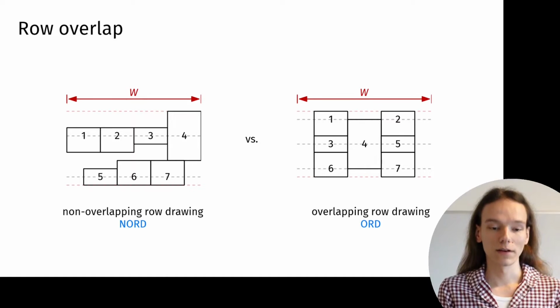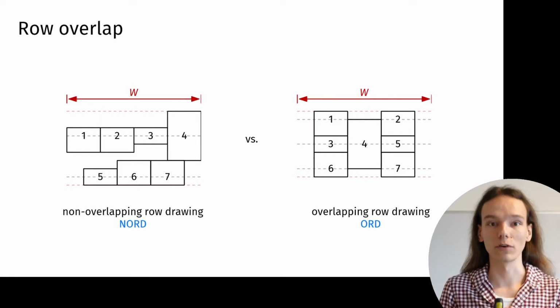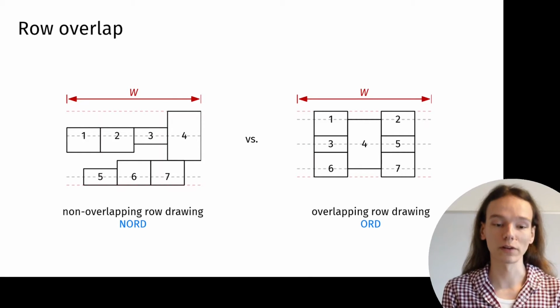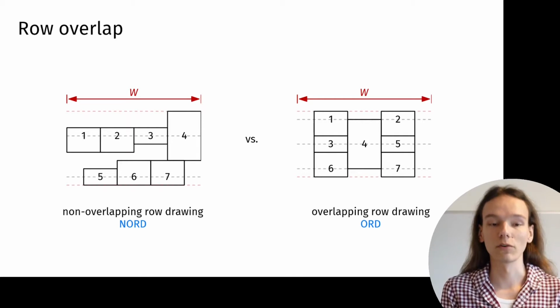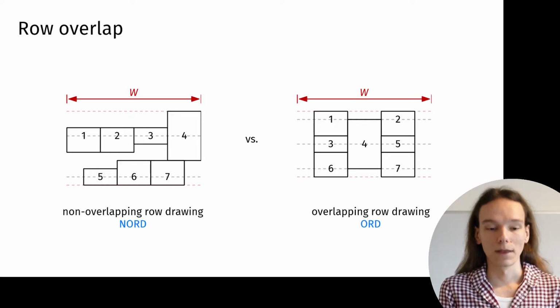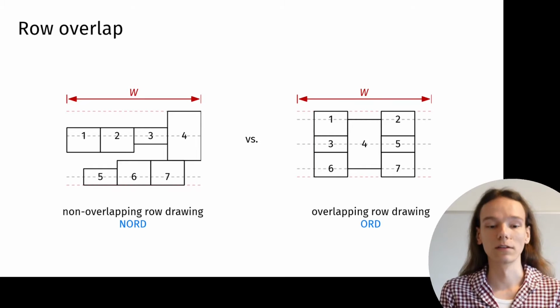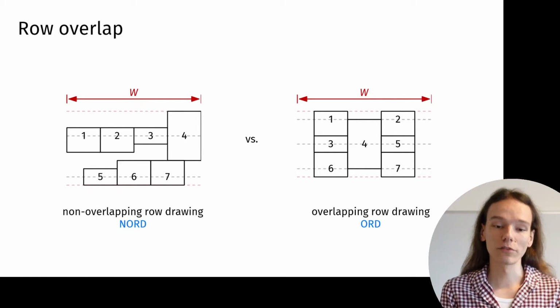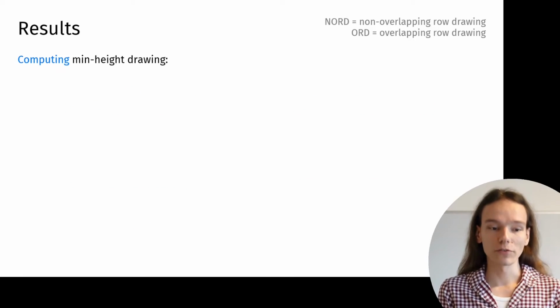And there's one more aspect that's interesting here, namely we can either allow vertical overlap between rows, as in the drawing on the right. We call it an overlapping row drawing. You can see, for example, that block 4 vertically overlaps blocks on the other rows. And you can also not allow that, in which case you get a left drawing, a non-overlapping row drawing. And this is a trade-off between saving some height, because overlapping rows vertically saves height, but it might make the drawing a little bit less clear. And you will see in the remainder of this presentation that the results for non-overlapping and overlapping row drawings are very different. So on to the results.